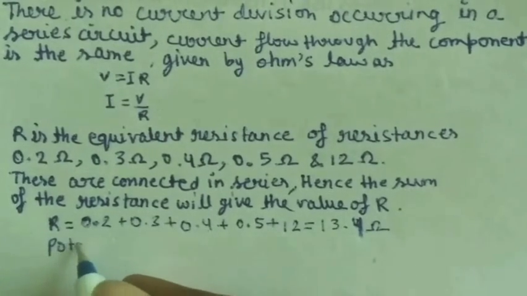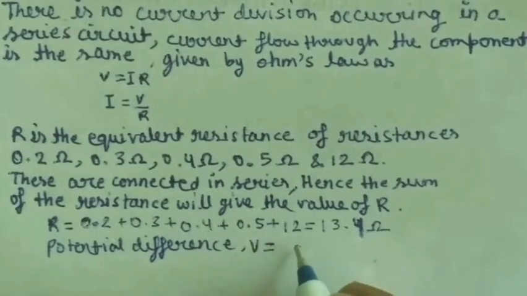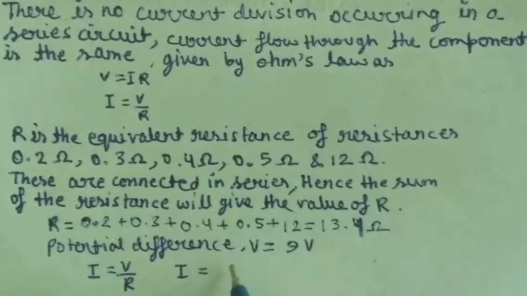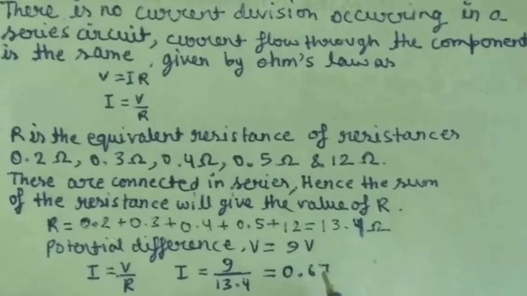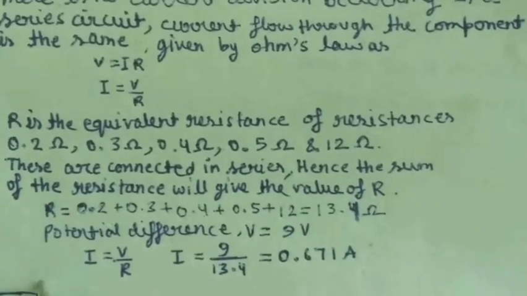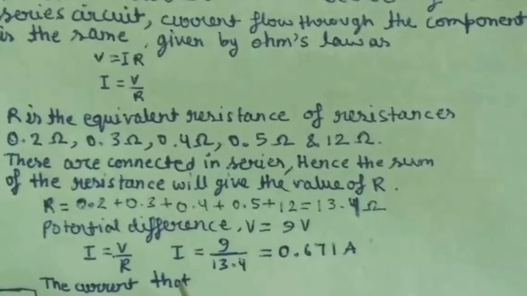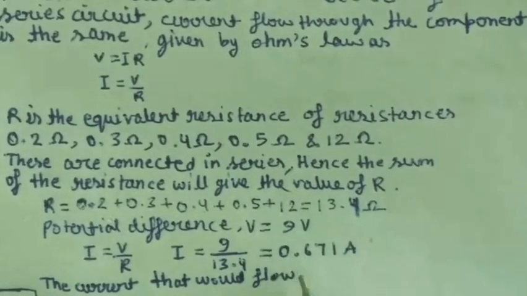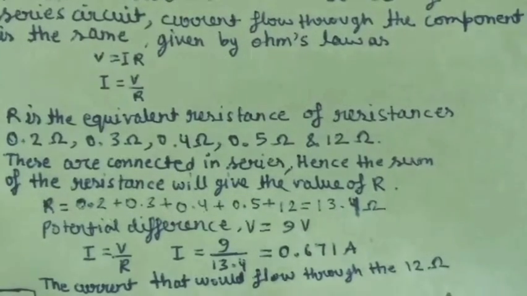Potential difference V is equal to 9 volt. I is equal to V by R. I is equal to 9 by 13.4 is equal to 0.671 ampere. The current that would flow through the 12 ohm resistor is 0.671 ampere. Question number 10.